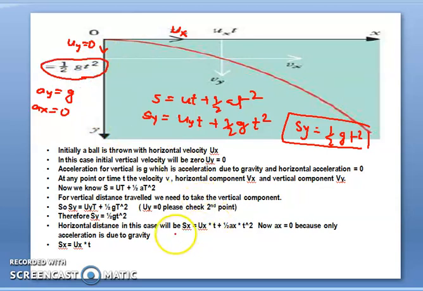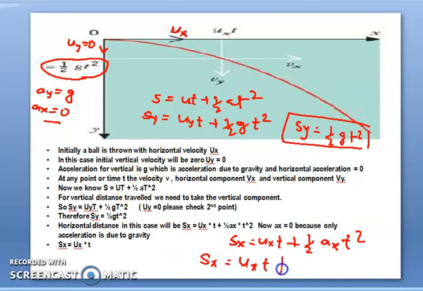And the horizontal distance, how can we write it? Again, using s is equal to ut plus half a t square, sx is equal to ux t plus half ax t square, where ax is 0 in this case, as we already discussed. So we write sx is equal to ux into t. This is how we can find the vertical and the horizontal distance. The first one is the vertical distance and the second one is the horizontal distance.